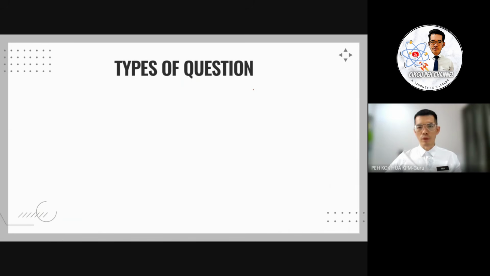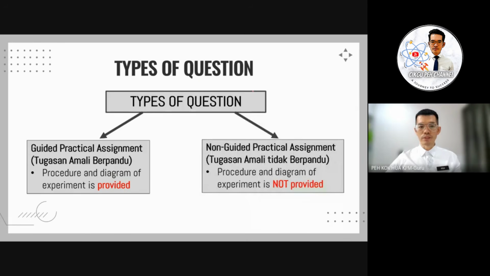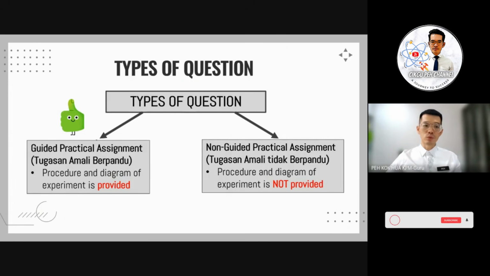Next will be the type of the question. As per discussion in my previous video, there are two types of questions you are going to face. Firstly, Tugasan Amali berpandu, where the procedure and the diagram of the experiment are provided, while for the non-guided practical assignment, known as Tugasan Amali tidak berpandu, the procedure and the diagram of the experiment are not provided. In the question I'm going to discuss today, the question will be the Tugasan Amali berpandu. That means the question I designed today provides the procedure and diagram for the experiment.